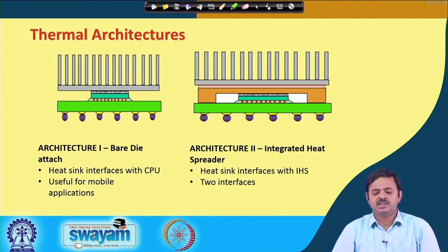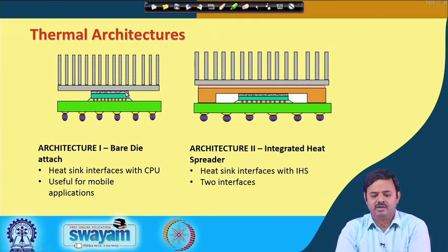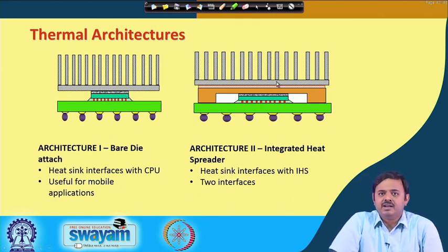Okay. So, what is the difference? Over here there is only one layer of interface material, and many times we call it TIM 1. Over here there are two layers of interface material, one between the silicon and the heat spreader, which is called TIM 1, and then between the heat spreader and the heat sink, which is called TIM 2. So, two interfaces, therefore, two layers of interface materials.